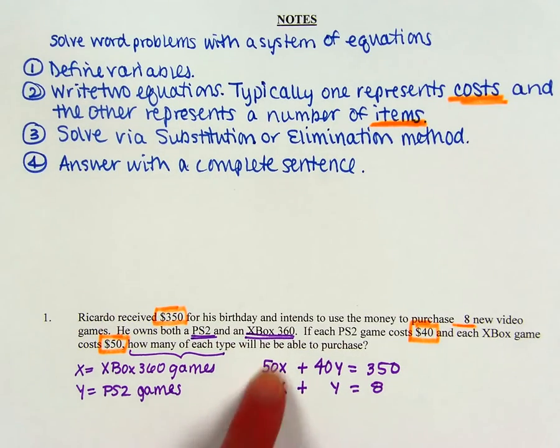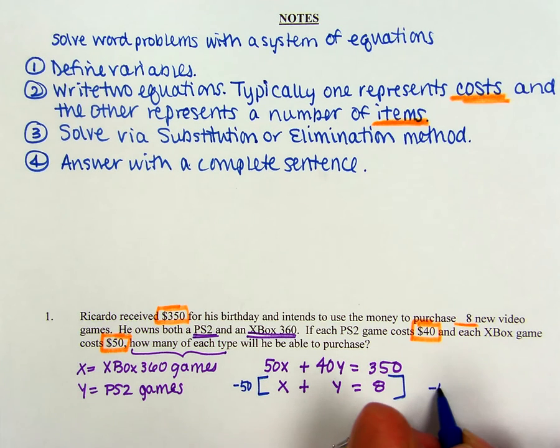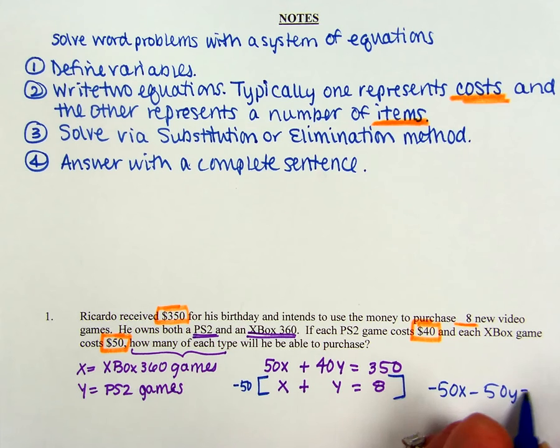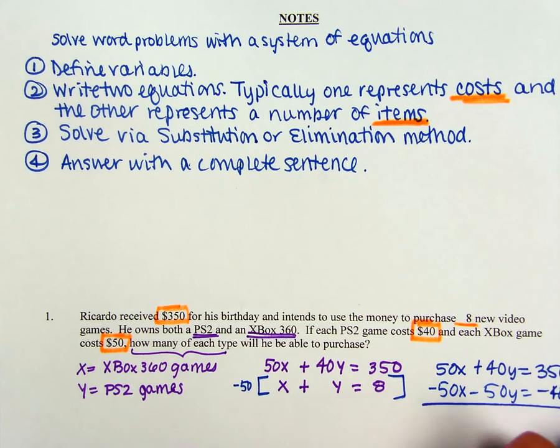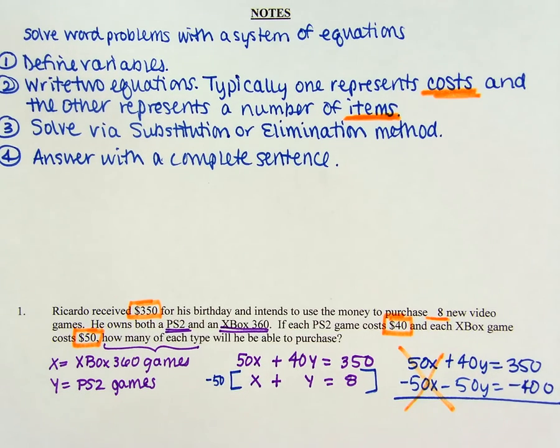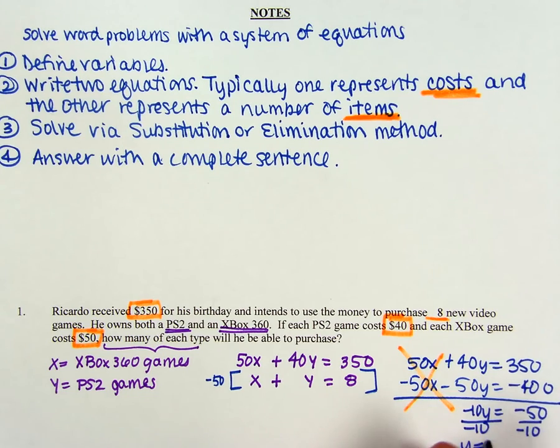All right, so let's just make these be opposites. If I want to find the opposite of 50, I want this to say negative 50. So I have to multiply it all by negative 50. So I have negative 50x minus 50y equals negative, whatever 50 times 8 is, which is negative 400. All right, the top equation I didn't change, so I'm just going to copy it down. And if I add these together, one of my variables should cancel. So these are opposites, so that goes away. And if I add, I get negative 10y equals negative 50. And if I divide by negative 10, I get y equals 5.